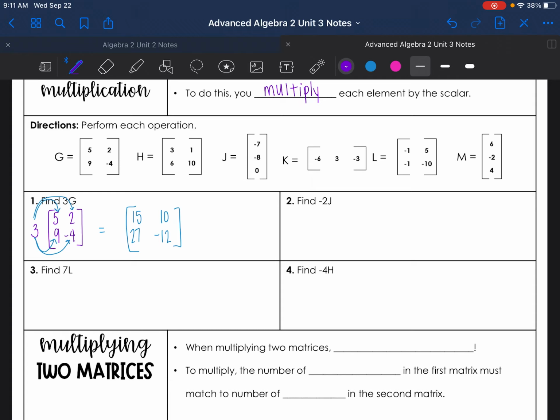Number 2. So negative 2 times j, negative 7, negative 8, 0. If we multiply all three of those numbers in the matrix by negative 2, we get 14, 16, 0.